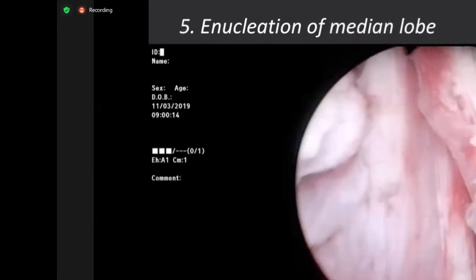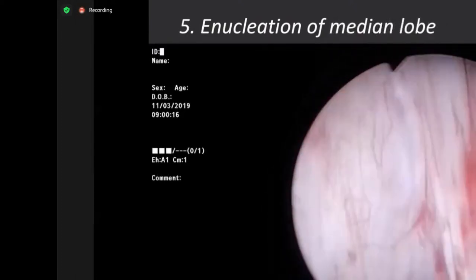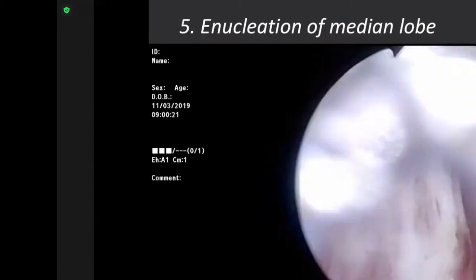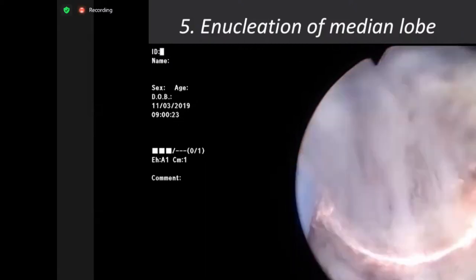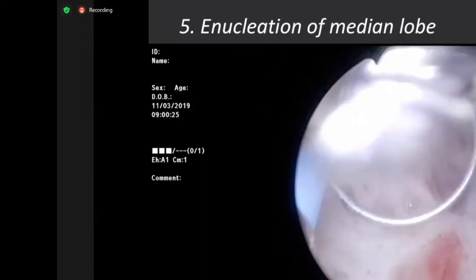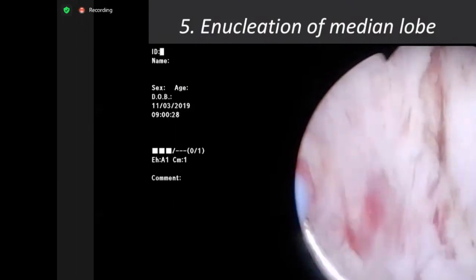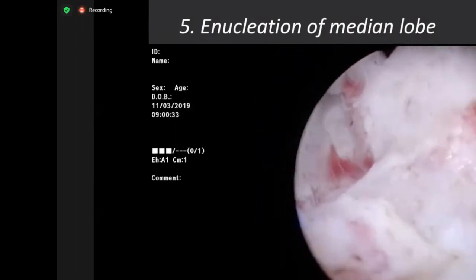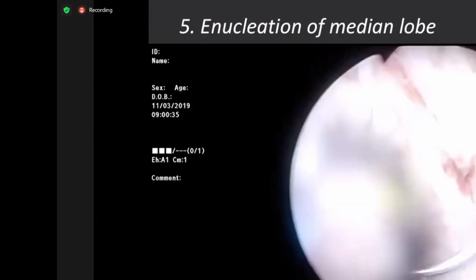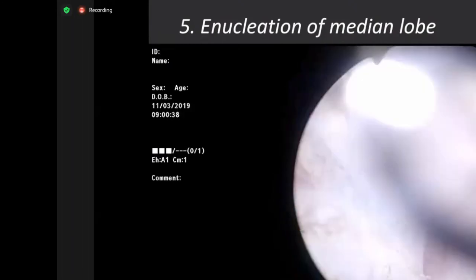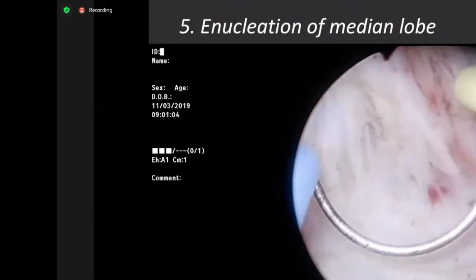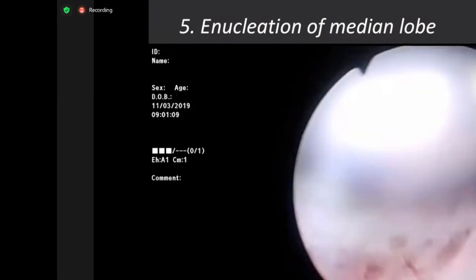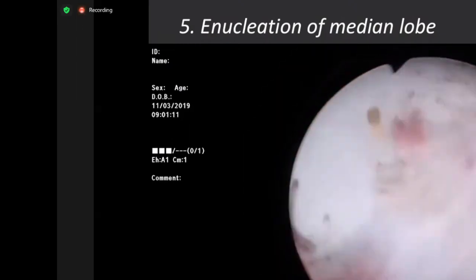And then afterwards, I will proceed with the median lobe. In this case, you can see the tissue connecting into the verumontanum. Sometimes when the level of the patient is too low, you will see this kind of bubbling in front of you. You can tackle it by simply asking the anesthetist or the staff to raise the bed. Then you can overcome this. But these are just some tissue that you need to release before you connect the two lobes together.